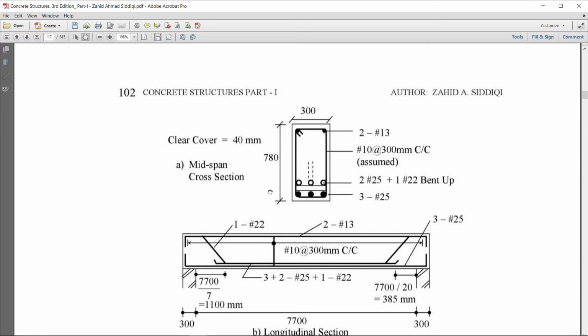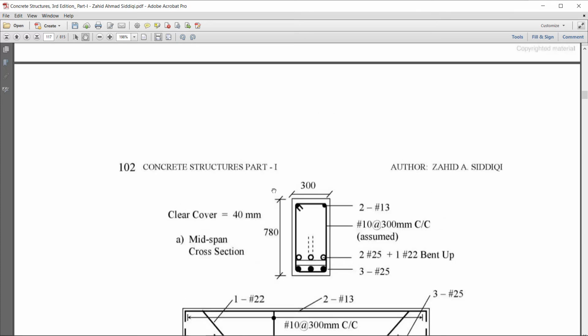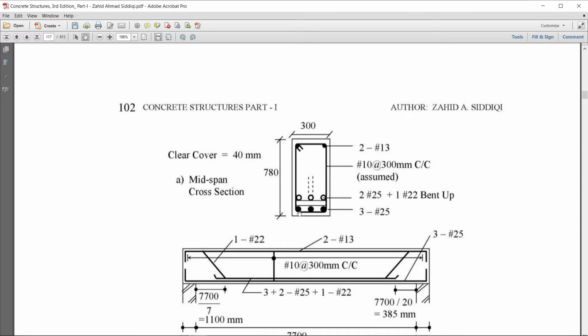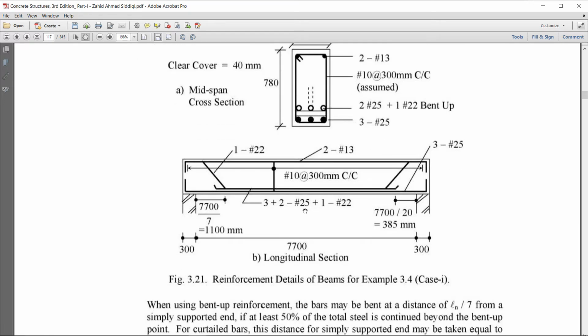The total depth will be 780 millimeter. Why 780 millimeter? That is 700 or 705 millimeter, you can round up, then 75 millimeter for the double layer. So from center to end the total depth will be 780 millimeter. There are hanger bars, 2 number 13, and 3 number 25 bars at the bottom, and 2 number 25 plus 1 number 22. All 3 bars are used for bent ups. So here is the detailing of part 1 of the question.